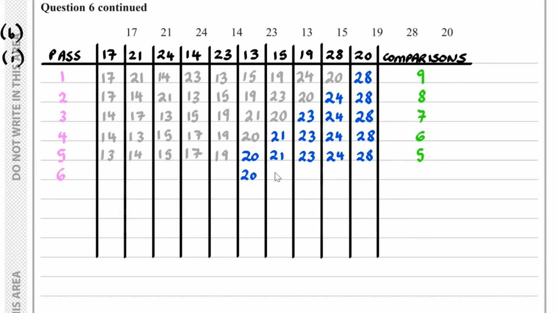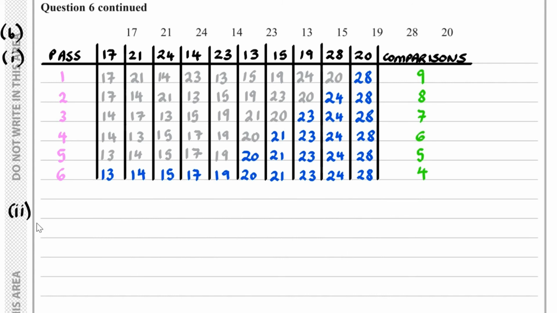And then for the sixth pass, the 20, the 21, the 23, and the 24 and the 28 stay the same. Now we compare the 13 and the 14, no swaps. 14, 15, no swaps. 15, 17, no swaps. 17, 19, no swaps. So each of those numbers stay as they are. And what we made here then is 4 comparisons.